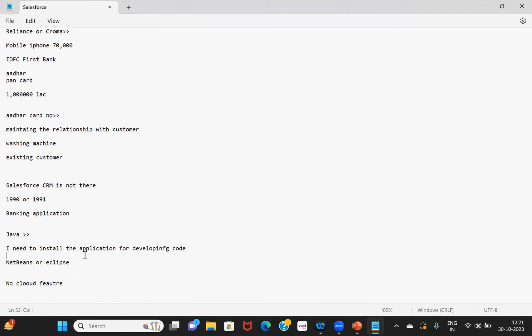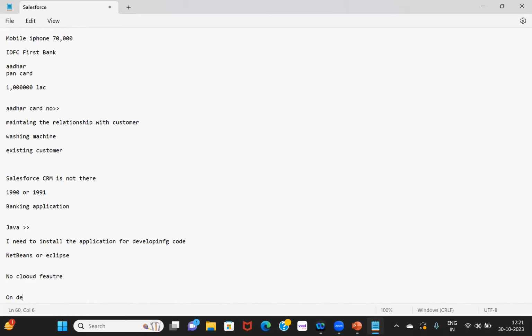Clients say, can we develop such a platform over which we don't need to install the application for making the code? If I need to install the application, we call that an on-premise application. Here we need to install the application for doing the code. So the client comes to me and says, can you develop such a platform where we can directly open Google Chrome and work on it?